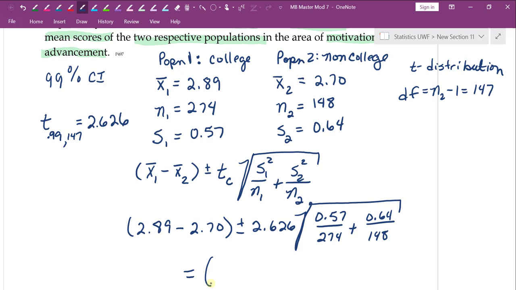2.89 minus 2.7, parentheses, subtract 2.626 times the square root, don't forget your parentheses here, of 0.57 squared, almost forgot that, there we go, squared, divided by 274, close parentheses, plus open parentheses, 0.64 squared, divided by 148, close parentheses.